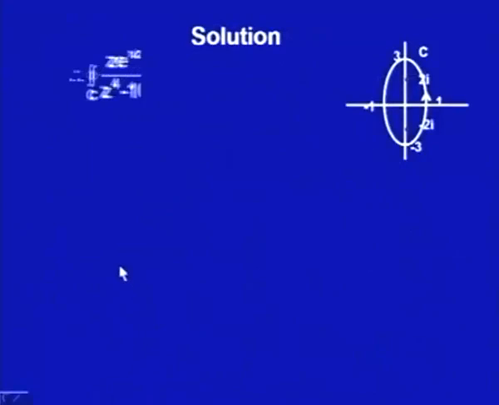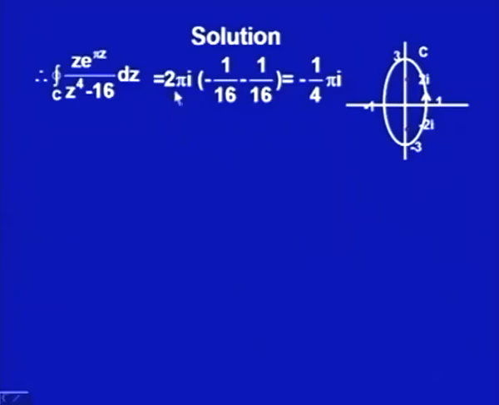So, what we get, the integral of z e to the power pi z upon z to the power 4 minus 16, using the residue theorem, is 2 pi i into the sum of residues at the isolated singularities. We have 2 isolated singularities. So, at z is equal to 2i it is minus 1 by 16, at z is equal to minus 2i it is minus 1 by 16. So, added up what we are getting is minus 1 by 8 into 2 pi i, that is minus 1 by 4 pi i. This is the first integral.